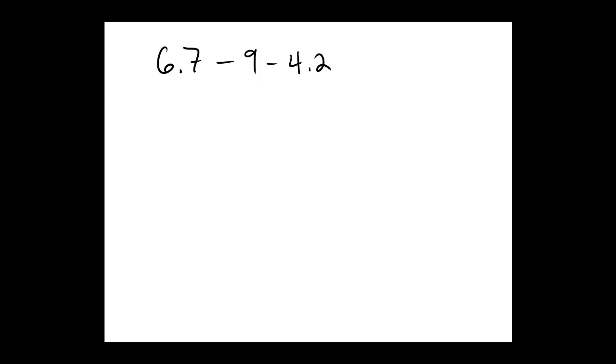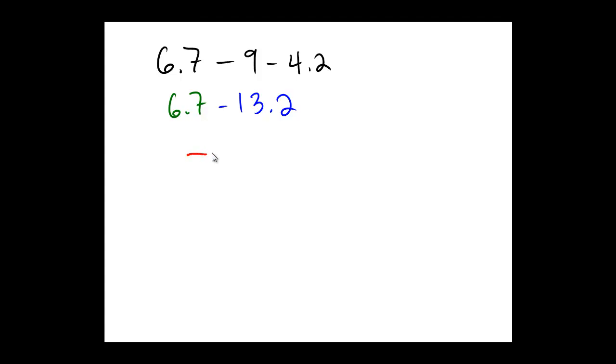Now, personally, I'm going to approach it by going 6.7, and then I have 2 subtractions, so I'm going to find out how much total I'm subtracting instead of subtracting in 2 stages. So I'm subtracting a total of 13.2, because that's 9 and 4.2. This positive number minus this negative number, subtracting by a larger number means we're going to go into the negative realm, I should say.